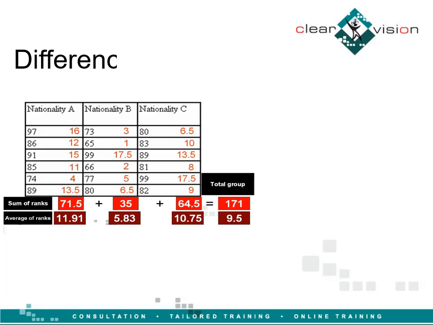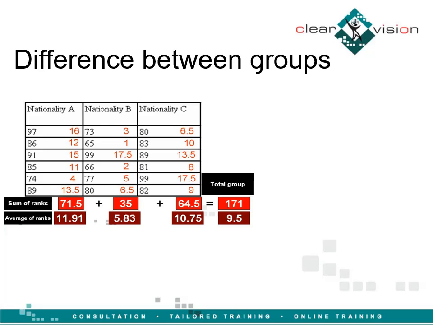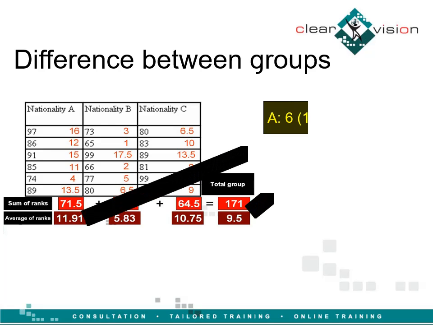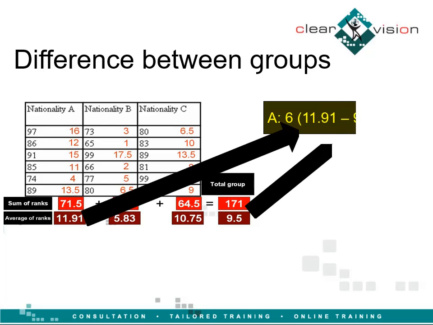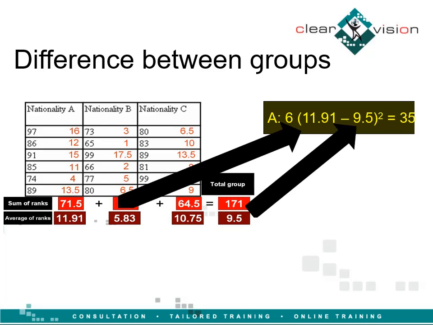Then we need to calculate the difference between groups. So for group A, we multiply the number of readings or cells, which is 6, by the difference of average ranks for the group minus the average ranks for the total group, squared. And this will result in 35.